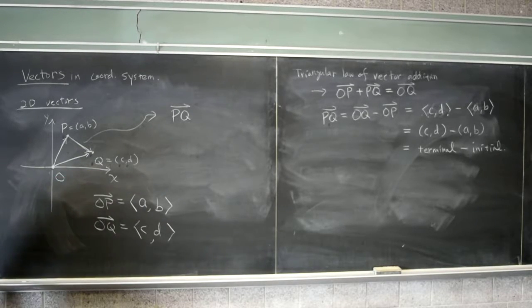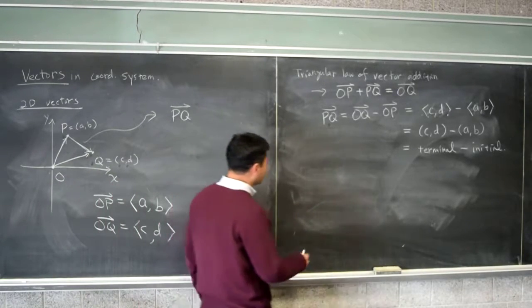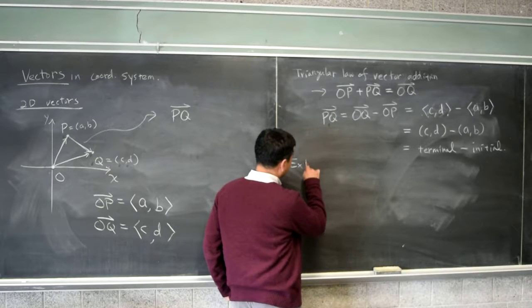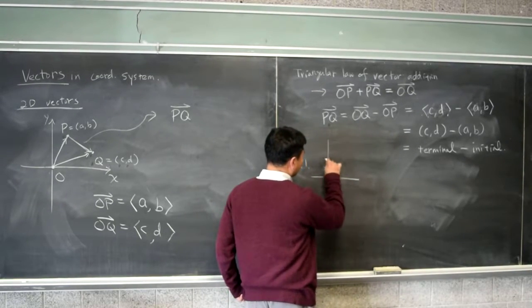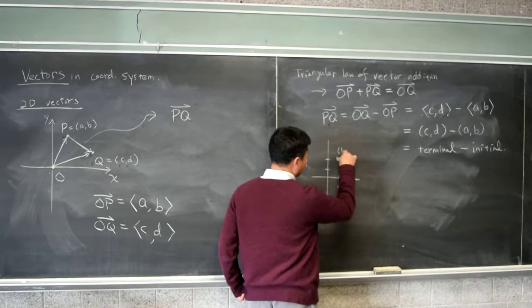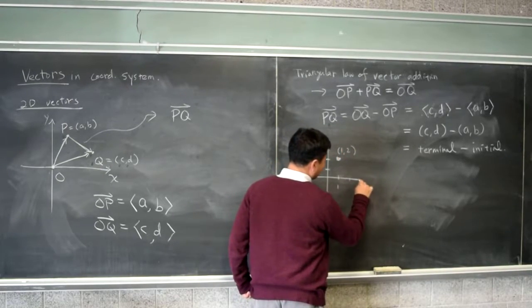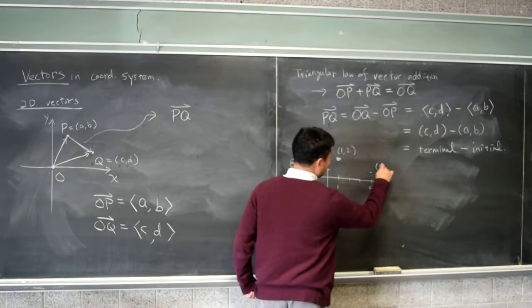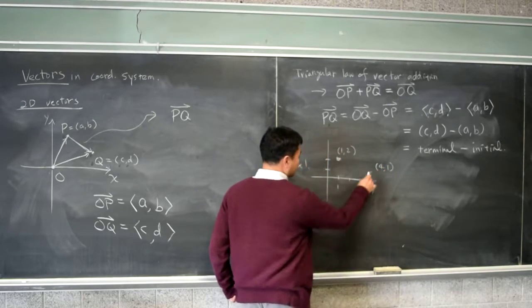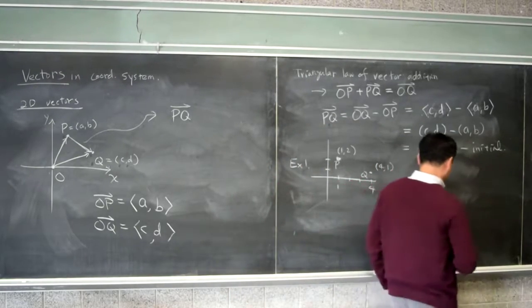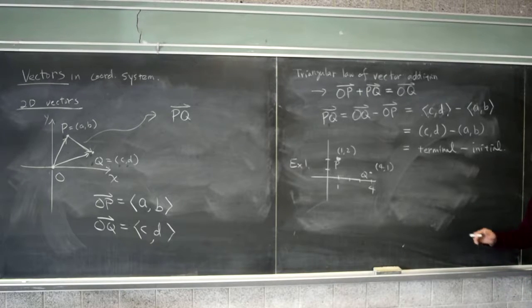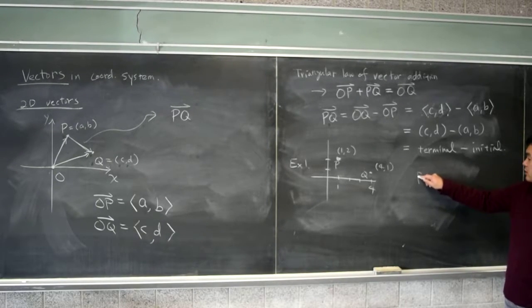Okay, so let me try to explain how we use that by an example. So here's an example. Here's 1, 2, and here's 4, 1. And let's just say this is P and that's Q. So what is the vector PQ?